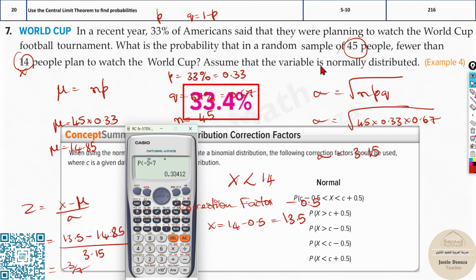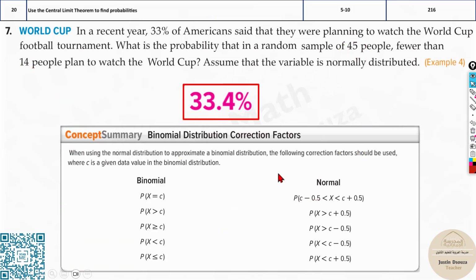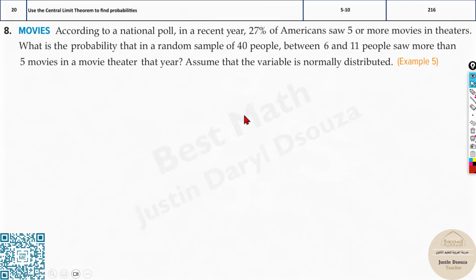And over here we go. That's the answer. So for this case, for 14 people, we have to use the correction factor fewer than. So it should be the left side, isn't it? So we use P of minus whatever the z value we got, and directly that's the answer. If you want it in percentage, just multiply this by 100, and that's the answer. So this is how we use the correction factors to solve this. Let's see one more problem.